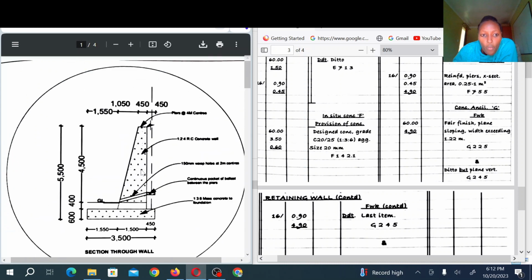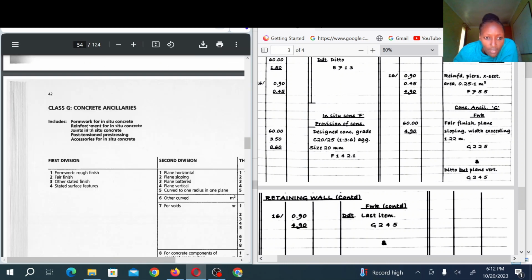When you are measuring the formwork, let's go to concrete auxiliaries, formwork. We have formwork to rough finish, to fair finish, other stated finish, stated surface finish. Ours, we shall take a fair finish because it's the retaining wall and it shall be above the ground. We do not come to do any other finishing to it. It is the part that will be exposed to the climate. So ours will be fair finish, and we will start with the fair finish behind the wall.